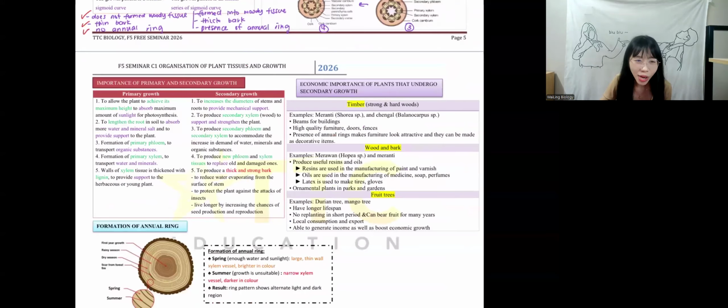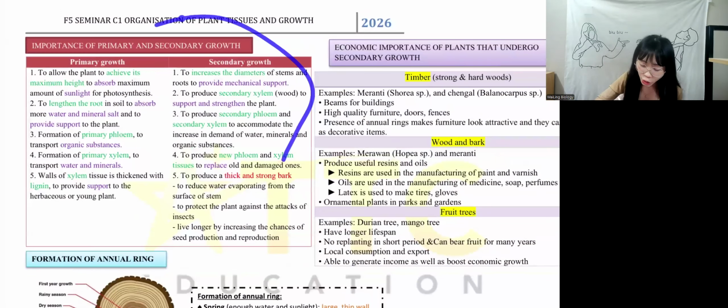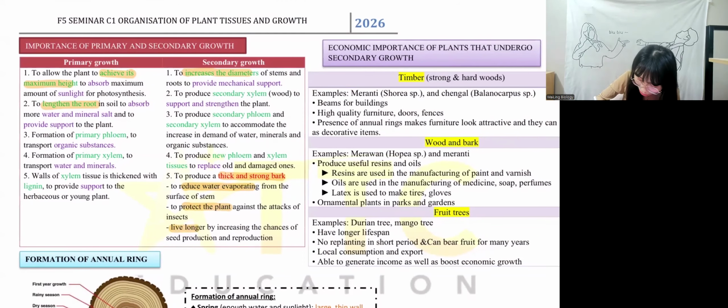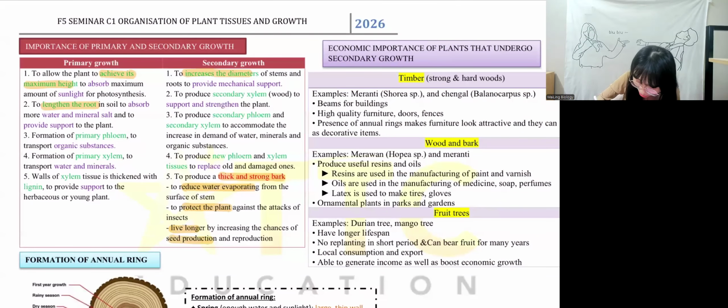The next part is the importance of primary growth and secondary growth. This is to plants. Why do plants need to carry out primary growth? Primary growth is for them to increase in length, achieve maximum height, absorb more sunlight, and lengthen roots to absorb more water and minerals. Secondary growth is to increase in diameter to have mechanical support. If you have to write more importance of secondary growth, I would suggest you write number 5. They have thick and strong bark, reduce water evaporation, protect the plant against infection, and live longer, increasing the chance of reproduction.